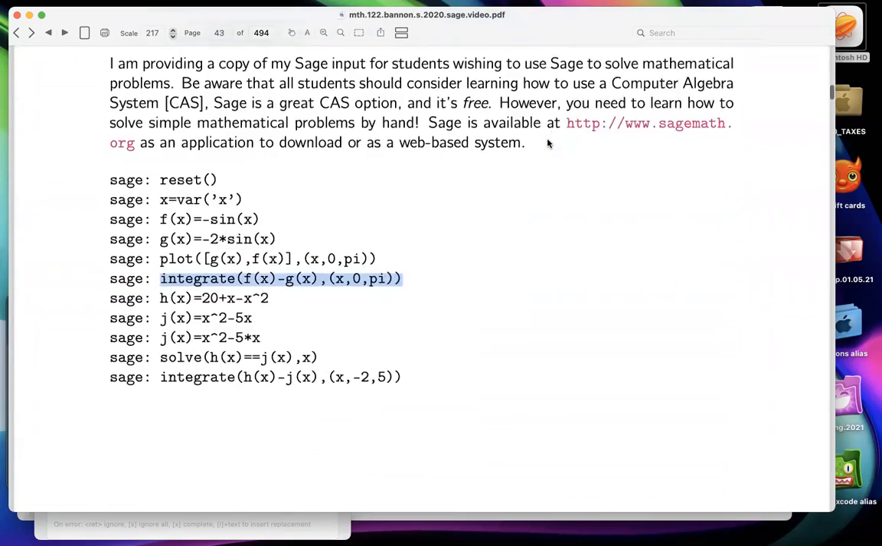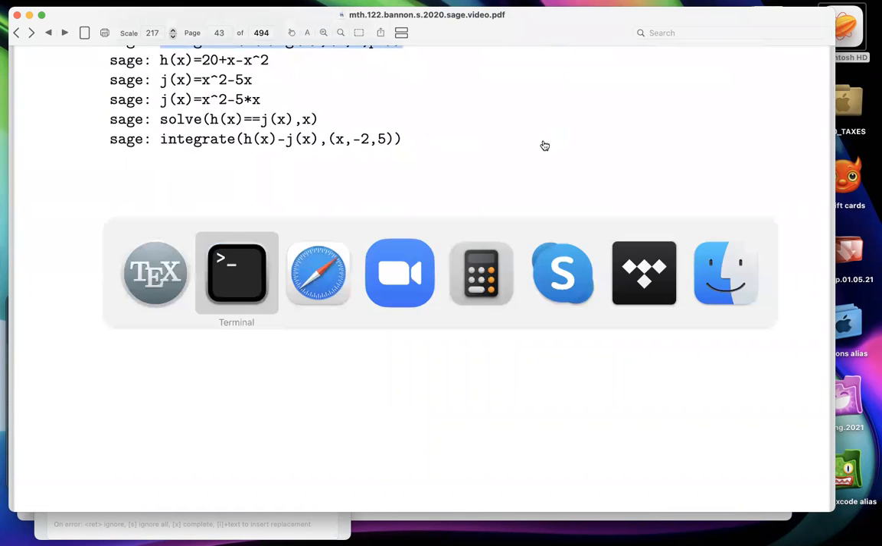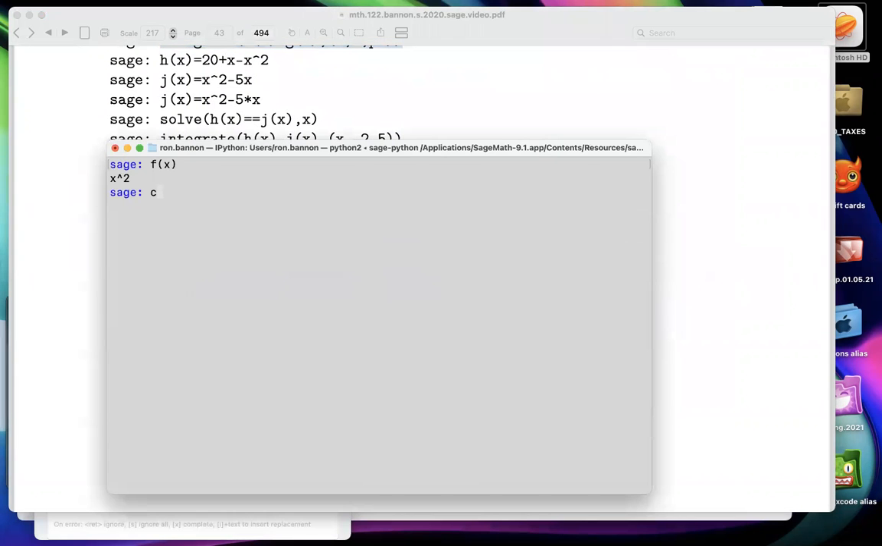All right, so what do we got? To the Sage code. What I'm going to do is type in the rest of the code now. Let me clear. I'm going to type a new function in, h of x equals 20 plus x minus x squared. Gee, I had no error there. j of x, I'm just typing what I'm seeing, equals x squared minus 5x. I'm just typing exactly what I say.